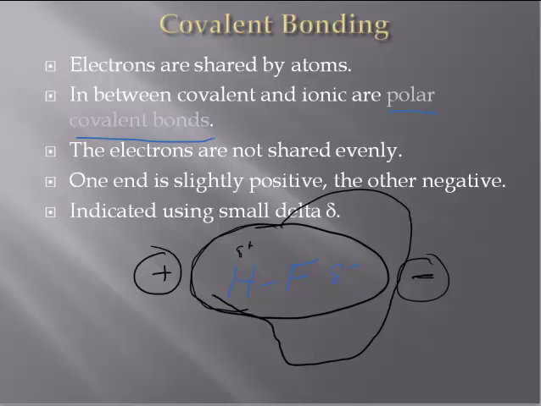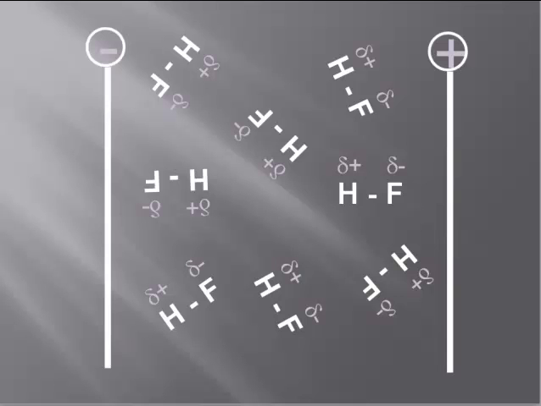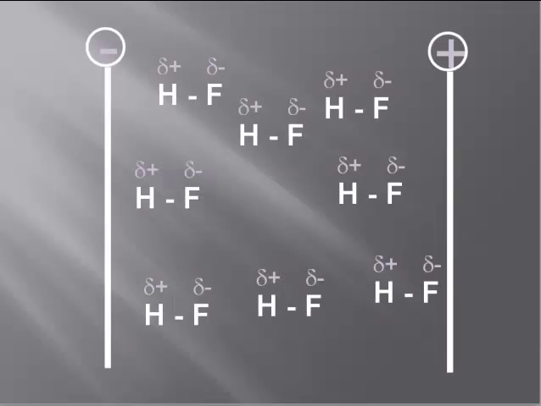Again, I've got some diagrams here that will show us. Imagine these hydrogen fluorides floating around, with the little delta plus and delta negative, and we put them in an electric field. As soon as we put a charge in the electric field, they'd line themselves up. The positive side would be attracted to the negative side, and the negative side would be attracted to the positive side. So it's a molecule that has poles, but is not quite considered an ionic bond.